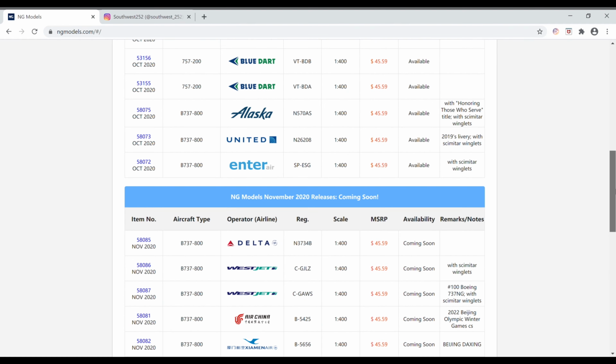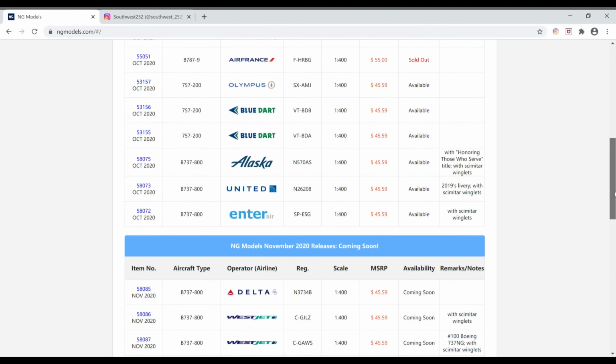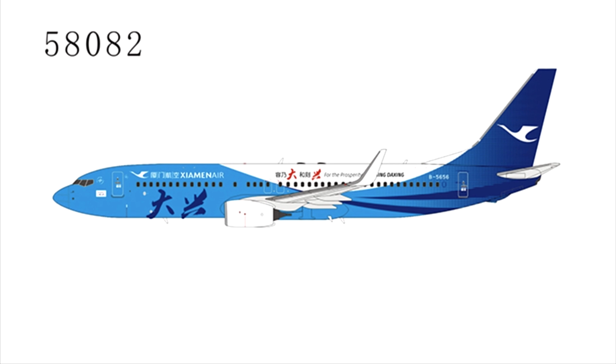Next up is a ZMN Air Boeing 737-800. The registration is Bravo-5656. It is 4559, and this is the Beijing Daxing livery. The item number is 58082. And Daxing, I think is how it's pronounced, is Beijing's brand new airport.